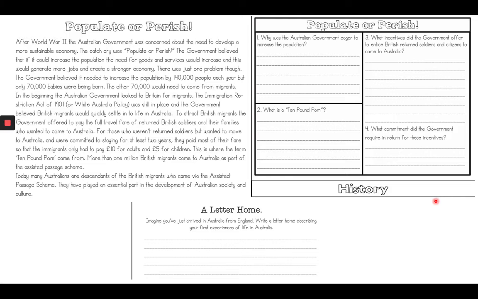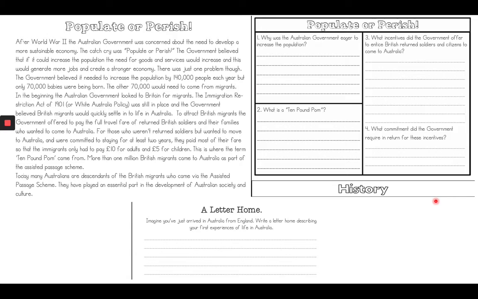So populate or perish. After World War II, the Australian government was concerned about the need to develop a more sustainable economy. The catch cry was populate or perish. The government believed that if it could increase the population, the need for goods and services would increase, and this would generate more jobs and create a stronger economy. There was just one problem though. The government believed it needed to increase the population by 140,000 people each year, but only 70,000 babies were being born. So the other 70,000 would need to come from migrants.